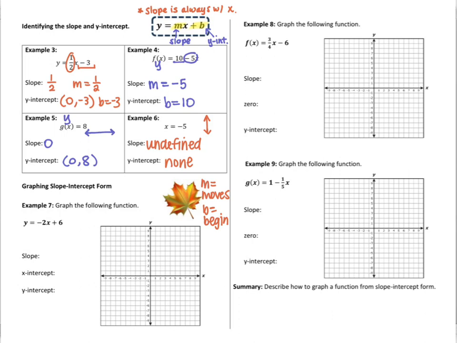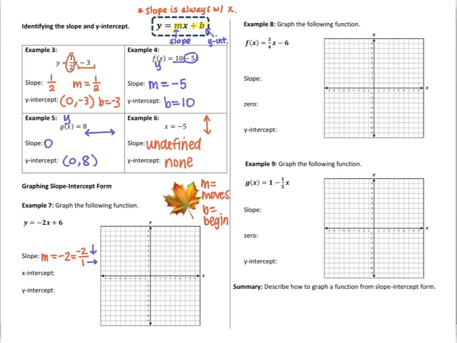So first things first, I need to identify my slope and my y-intercept. So my slope is next to my x, so it's negative 2. Ooh, I don't have a rise over run. In order to graph, I want to have a rise over run, so I know how much to rise and how much to run. To do that, I'm going to make it a fraction. So negative 2 as a fraction is just negative 2 over 1. You can put anything over 1 to make it a fraction. This tells me that I'm going to go down 2, because it's my rise, and it's negative, and I'm going to go to the right 1.